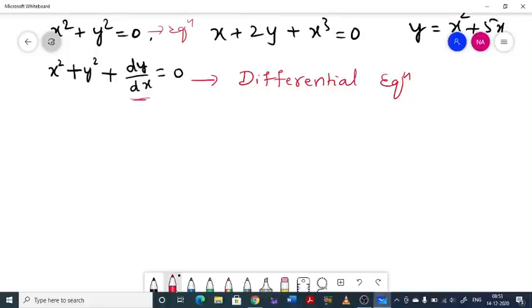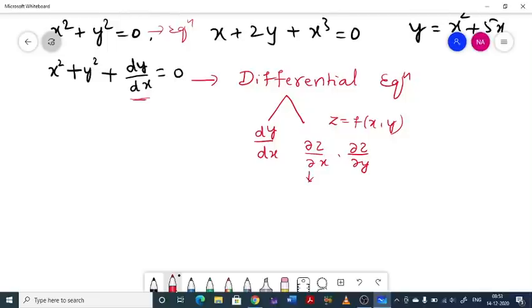And under this differential equation you can find two types. If the dependent variable has only one independent variable, then it will be an ordinary derivative, so dy by dx. If the dependent variable has two or more independent variables, then it will be a partial differential equation. Suppose here I take z. For this example, z equal to f of x comma y. Then you will have dou z by dou x and dou z by dou y. So for partial derivatives we use this notation.